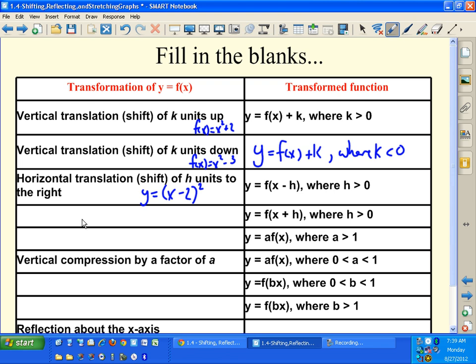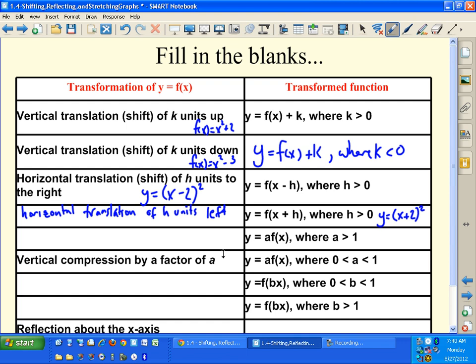And down here we'll have a horizontal translation that shifts it h units to the left. And so what does that mean for our function? Well, that would be something like y equals x plus 2 squared. And so that would shift it to the left in this case.